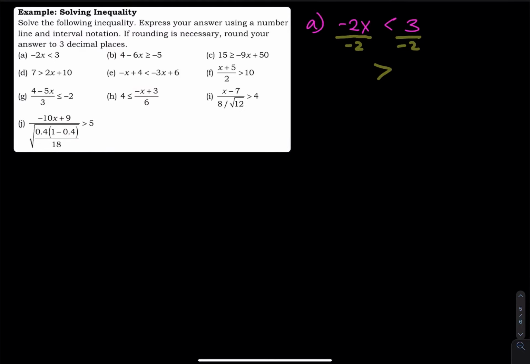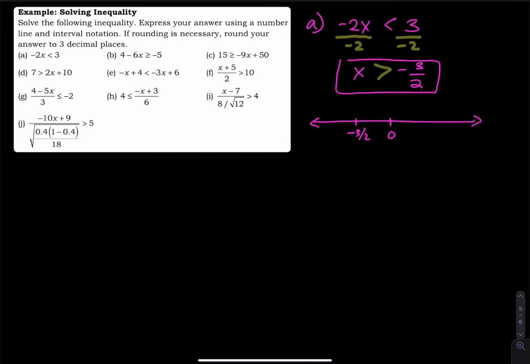inequality symbol. Regarding why we have to do that, you have to watch the previous video. So this is x greater than negative 3 divided by 2, which is negative 1.5, right? Using a fraction is fine. And then graph that. So this will be negative 3 over 2.